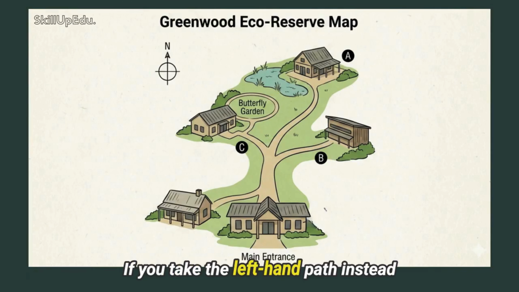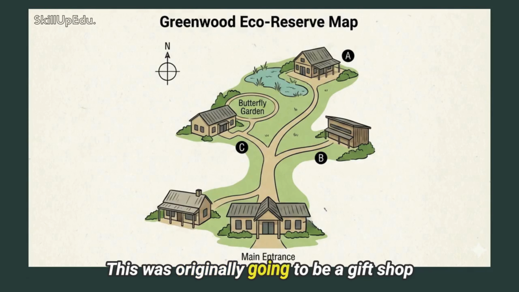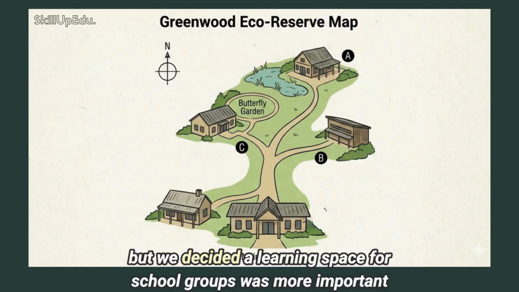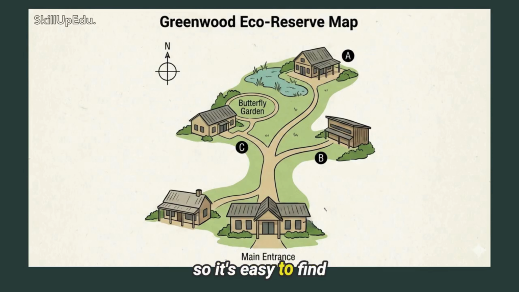If you take the left-hand path instead, you'll reach our newest addition, the Education Hub. This was originally going to be a gift shop, but we decided a learning space for school groups was more important. Just behind the hub is the butterfly garden. It's a circular area, so it's easy to find.